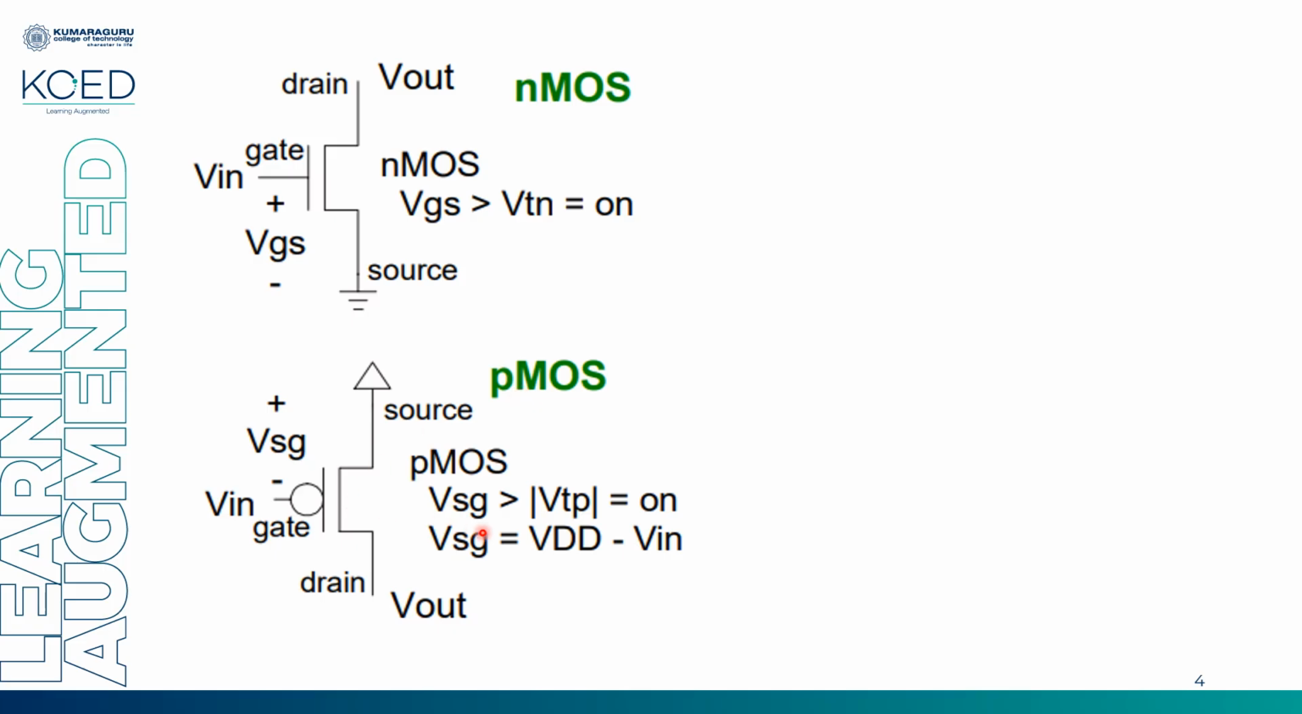What should I do to sustain this PMOS in on condition? My VSG must always be greater than mod VTP. Why is it VSG? Because the source is tied to VDD, so this will be taken as VSG, but here it is VGS, because the source is tied to ground, the lower level. And for a PMOS, the threshold will be negative, so I'm considering mod of VTP. So this is the condition for sustaining your PMOS in on condition.